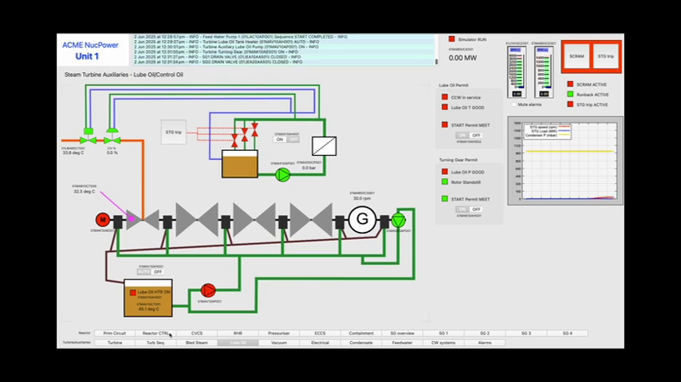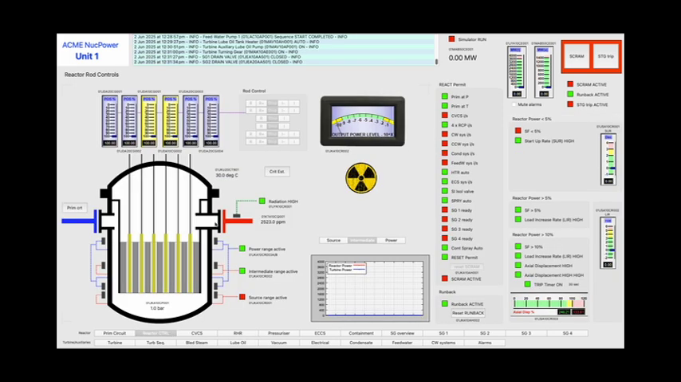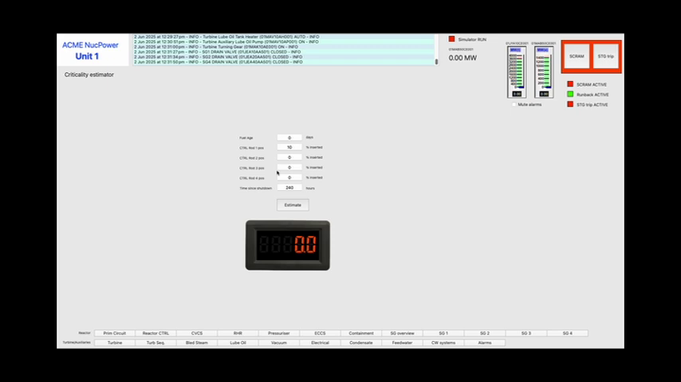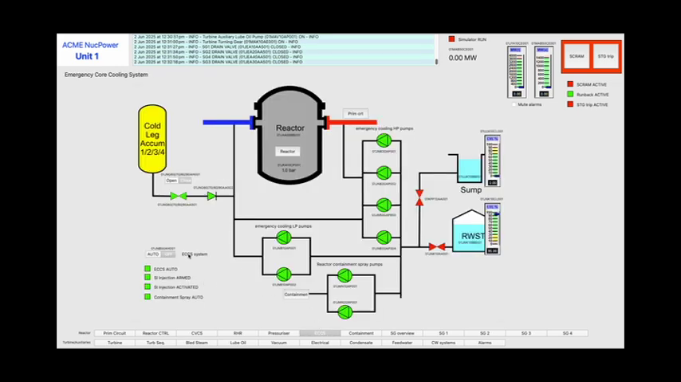Before continuing with the reactor system's startup, we need to get an idea of the current reactor condition and the target we need to aim for to achieve a safe startup. At the criticality estimation page we get information on the required primary circuit boron concentrations to achieve criticality. Once all the information is in we can press the estimate button and we are presented with the result. 2,455 parts per million.